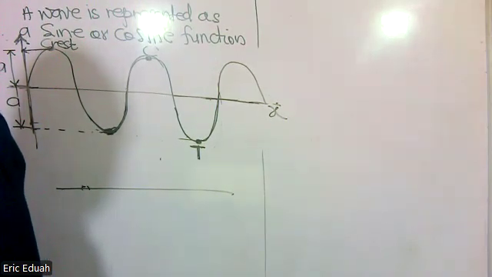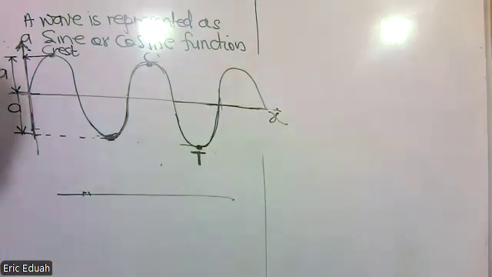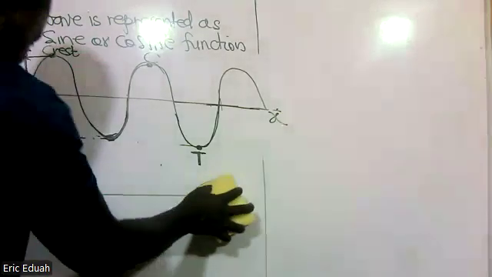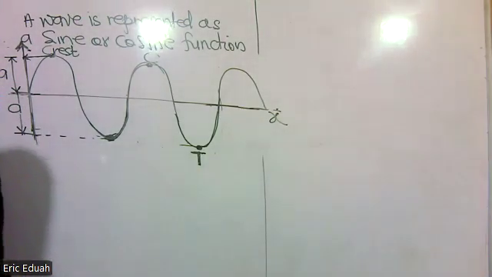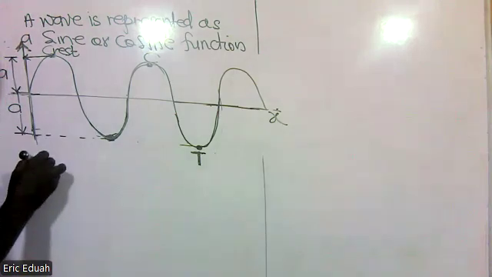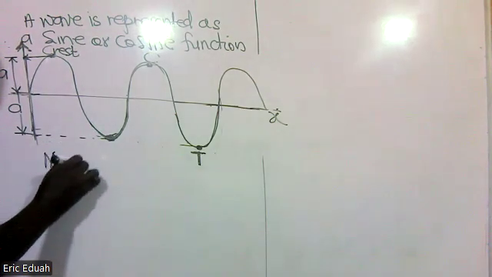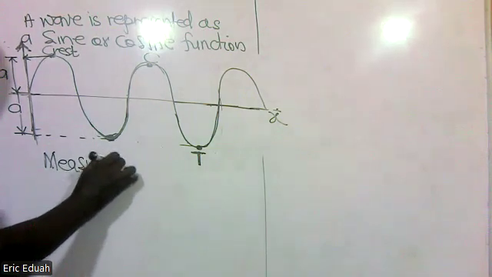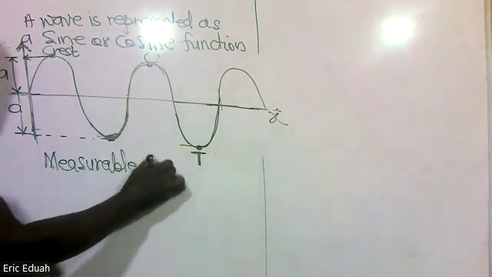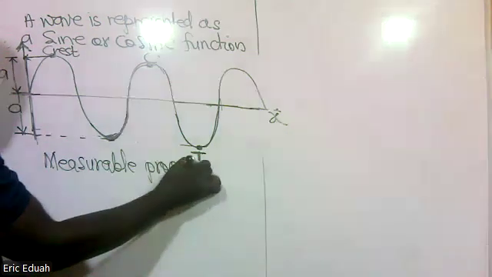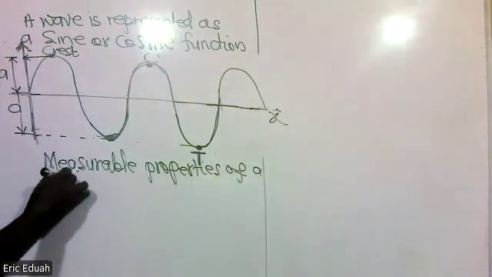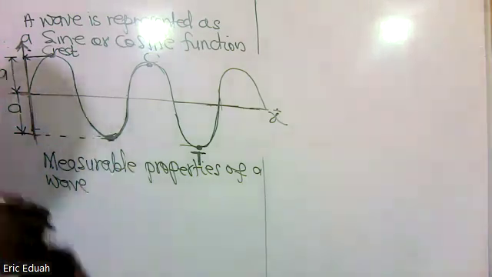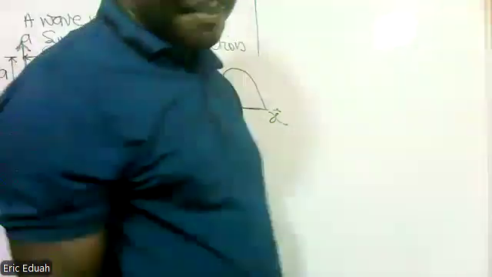Yes, please. Okay. Then let's look at the measurable properties of a wave. The measurable properties of a wave. Parameters of the wave or parts of the wave we can measure.